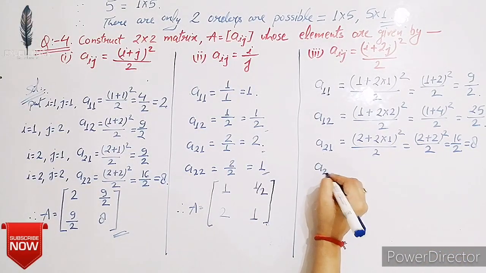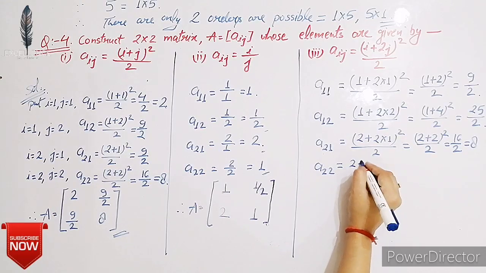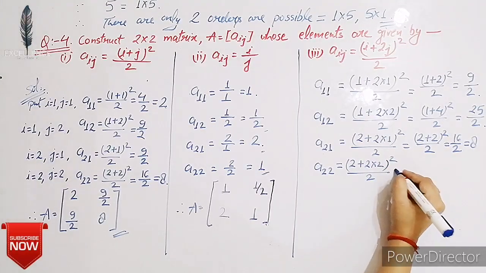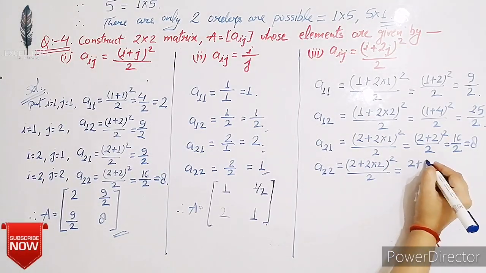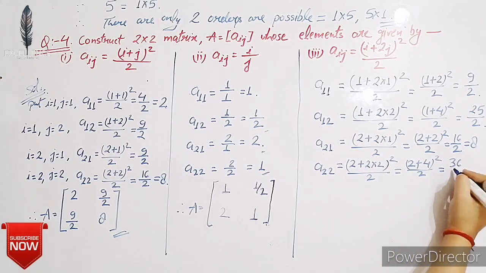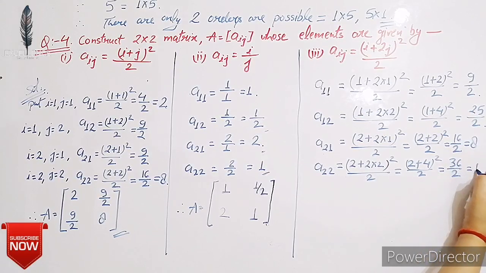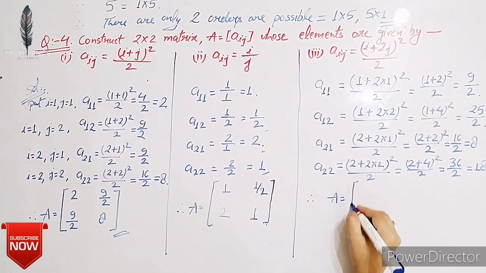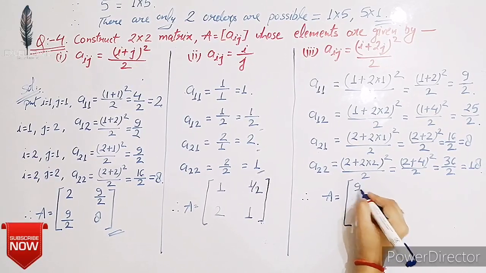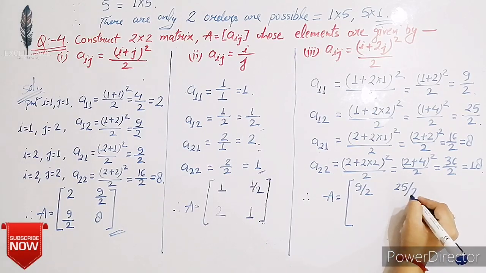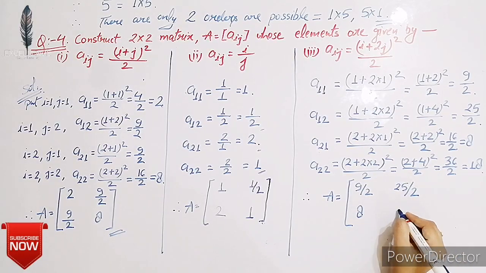For the last element put i equals 2 and j equals 2, that is A22 equals (2 plus 2 into 2) whole square upon 2 equals (2 plus 4) whole square upon 2, that is 6 square, 36 upon 2 equals 18. OK. So our third matrix is: here the first element is 9 upon 2, second is 25 upon 2, A21 is 8 and the last element is 18. OK, clear?